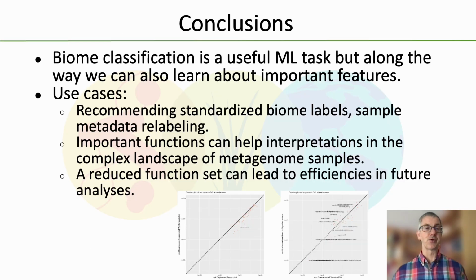To conclude, I showed you our biome classification results as a useful machine learning task, but along the way we also learned about important features. So now we have an expanded set of use cases. First, we can apply the model to recommend standardized biome labels, and also to suggest sample metadata relabeling. The important functions can help interpretations in the complex landscape of metagenome samples. But most importantly, the reduced function set can lead to efficiencies in future analysis. So some examples of this are searching with a restricted set of HMMs to perform annotations, or restricting the function space to perform analysis. Of course, additional features can always be recruited via similarity.